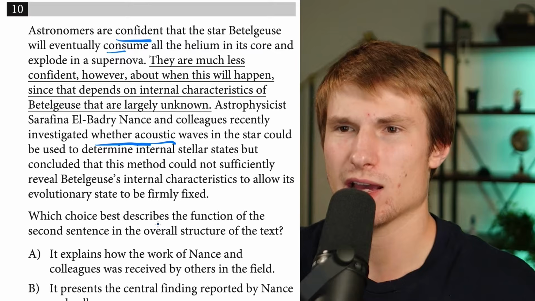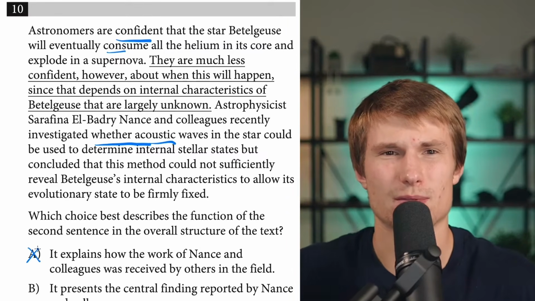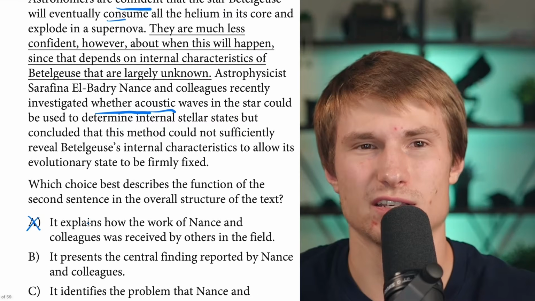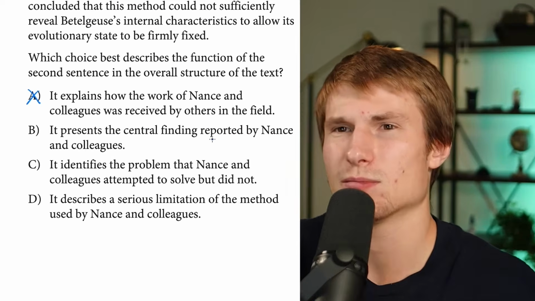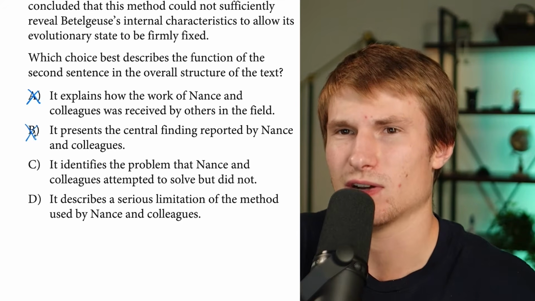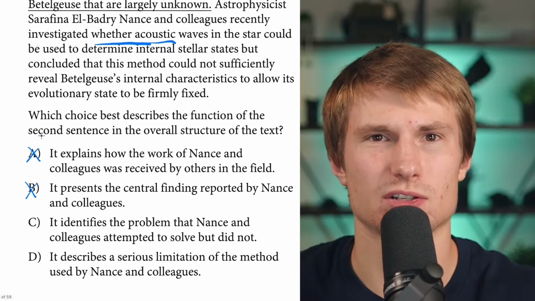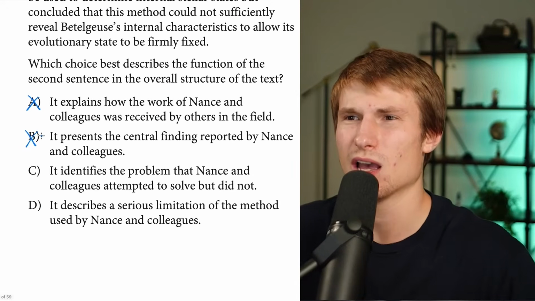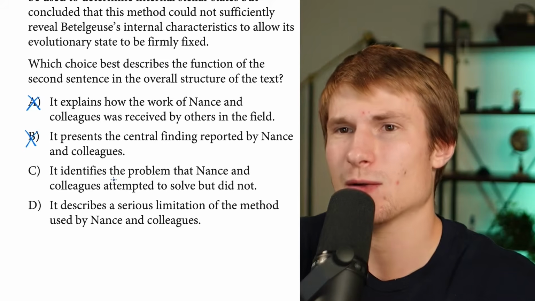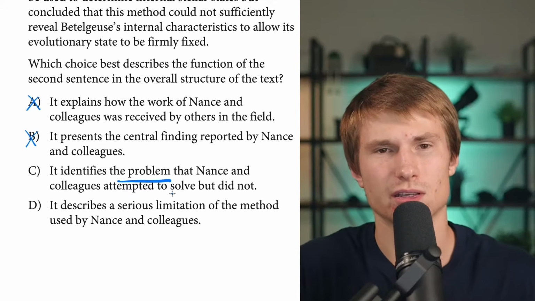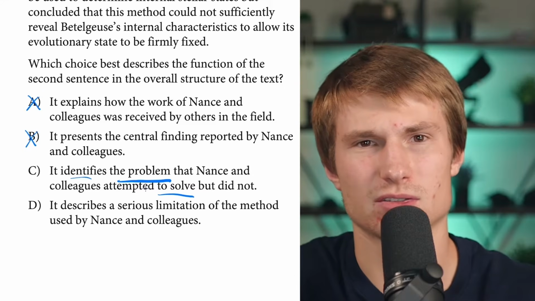So we've got option A, explains how the work of Nance and colleagues was received by others in the field. We never really described that, and that's definitely not the function of the second sentence. B, it presents the central finding reported by Nance and colleagues. Well, it's not the central finding. It's just stating that they don't know when it will happen because of the internal characteristics of Betelgeuse. We have C, it identifies the problem that Nance and colleagues attempted to solve but did not. Okay, so the problem would be that they don't know when this will happen. They tried to solve that, but were ultimately unable to, and it does identify that, right? So that would make sense there.